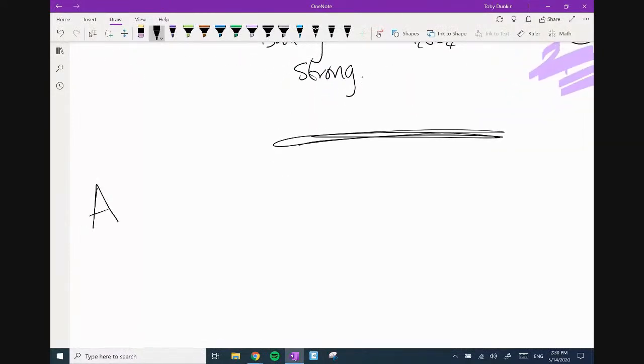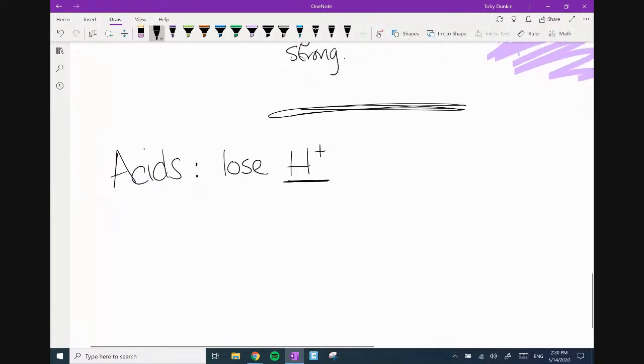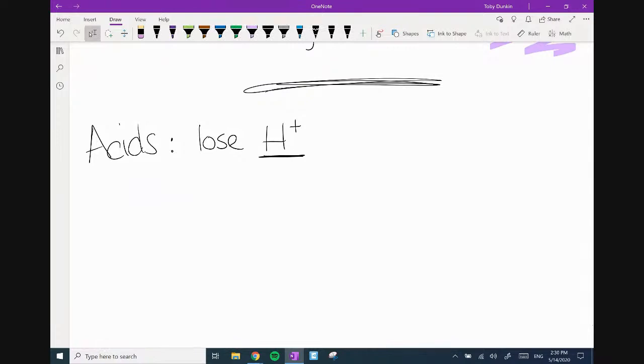So, acids. What we learn is that in order to be an acid, you need to be able to lose H+. That hydrogen ion is what makes an acid an acid. This is what burns you when you pour it onto your skin.